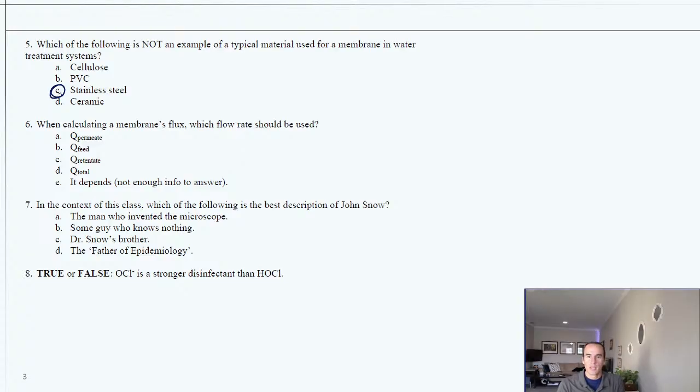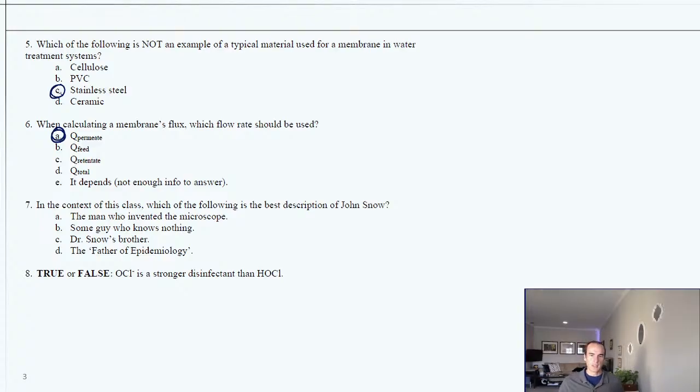Next, when calculating a membrane's flux, which flow rate should be used? When we're talking about flux across a membrane, it's exactly that. It's the amount of water going across the membrane. Therefore, what we need to do is take a look at what is permeating through the membrane. It's not necessarily the feed, the retentate, it's not the total. And while maybe you could consider some other metric, permeate really is the best answer here.